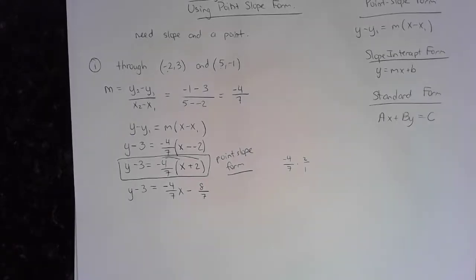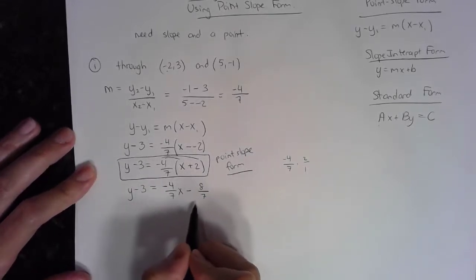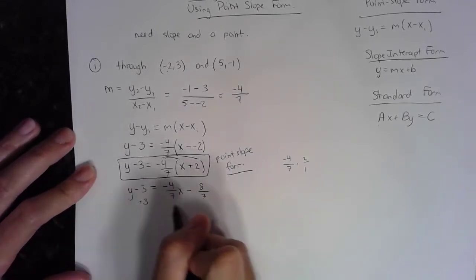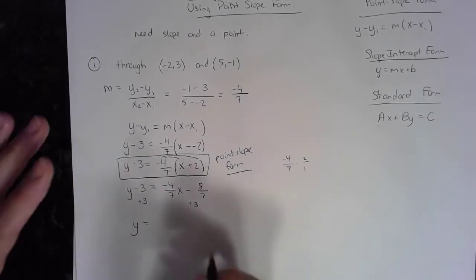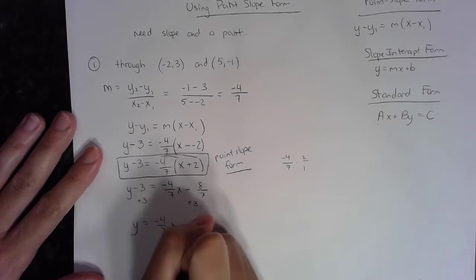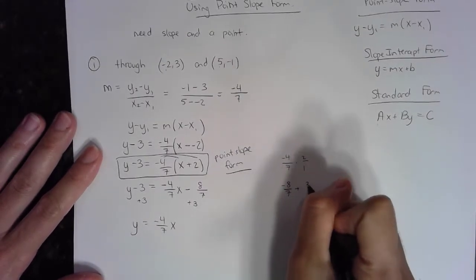Okay, so I distribute that negative 4/7. Then I want to isolate the y on the left. So now that I have no parentheses on the right-hand side, I can simply just add 3 to both sides so that I can isolate y on the left. So I have negative 4/7 x. And now I'm going to combine these two. I have a negative 8/7 plus a 3 over 1.